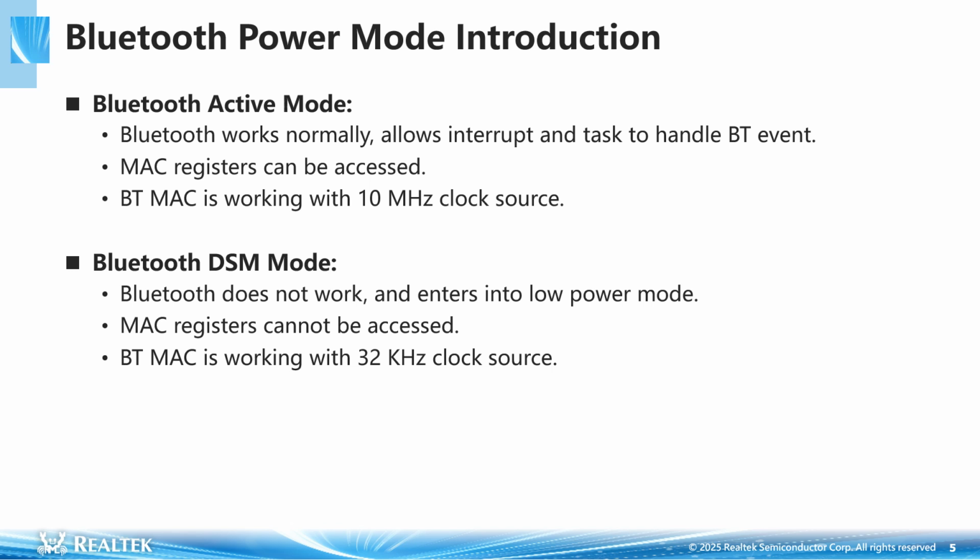Active. In Bluetooth MAC active mode, the Bluetooth MAC can operate normally and allows interrupts and tasks to handle Bluetooth events. The relevant MAC registers are accessible, and the Bluetooth MAC operates with a 10 MHz clock source. DSM, deep sleep mode. In Bluetooth MAC deep sleep mode, the Bluetooth MAC ceases operation and enters a low power state. MAC registers are not accessible in this mode, and the Bluetooth MAC operates with a 32 kHz clock source. Note: the Bluetooth MAC module can only enter and exit DSM when the platform module is in active mode.